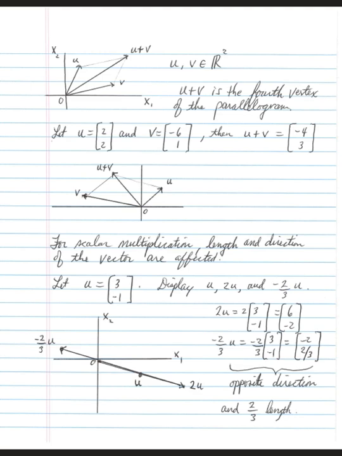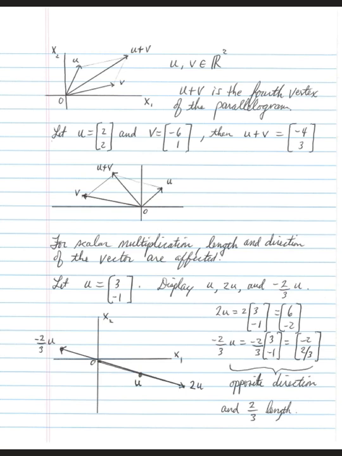Okay, so that's the visual component. Of course, you can just manually multiply 2 times u, and get 6, negative 2 when they're doubled. Negative 2/3 times u: negative 2/3 times 3 is negative 2. Negative 2/3 times negative 1 is a positive 2/3. So that's where your scalar multiplication comes in.